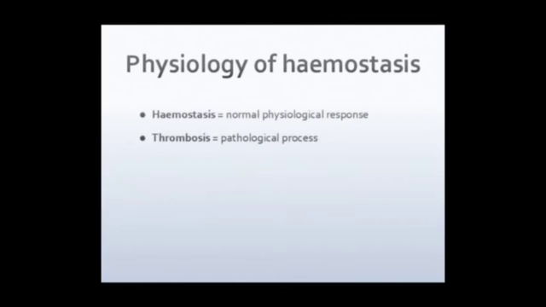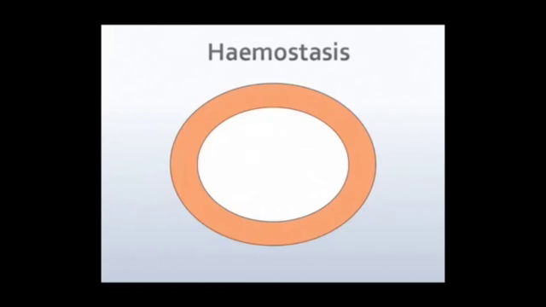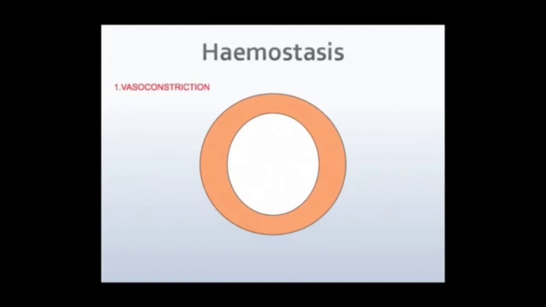So first of all, I think it's important to distinguish between hemostasis, which is a normal physiological process, and thrombosis, which represents a pathological process. So normal hemostasis really consists of four important bits. There is primarily vasoconstriction, which is a reflex response to injury of the vessel wall.